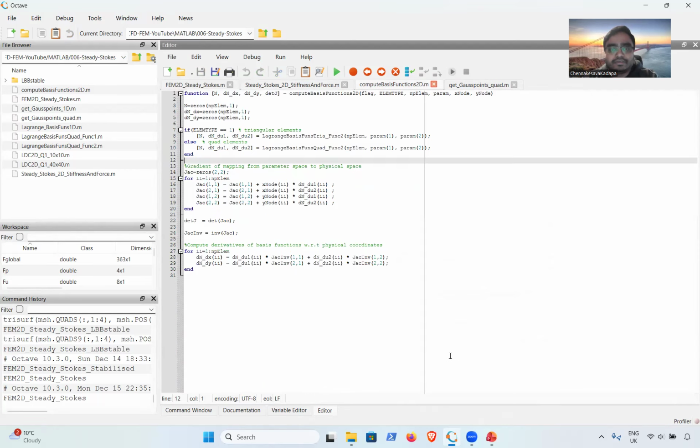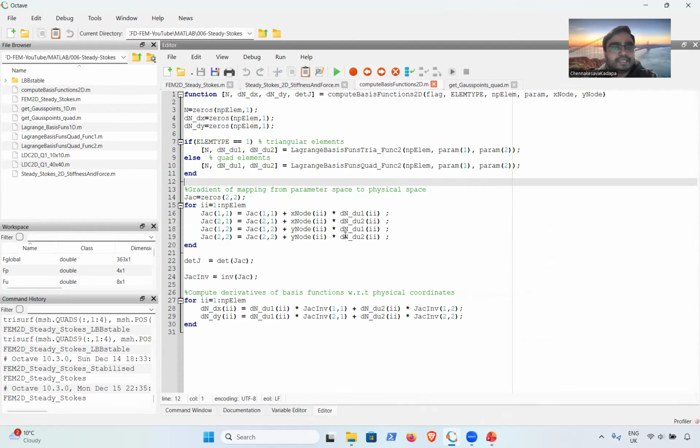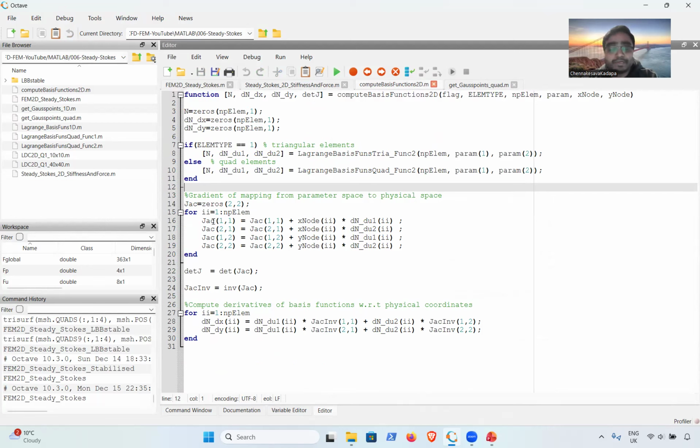So where we calculate the Jacobian, we calculate the derivatives and so on. Okay, so here again, this is a way of automating the code for different elements. Our element type equal to 2, so it goes to the quad function and it calculates the basis functions and their derivatives with respect to local coordinates u1, u2, and then it calculates the Jacobian using the node coordinates. And then it calculates the derivatives with respect to physical coordinates x and y.